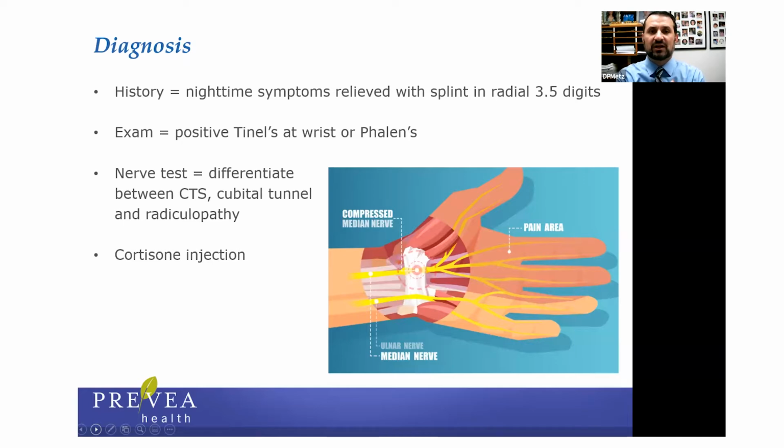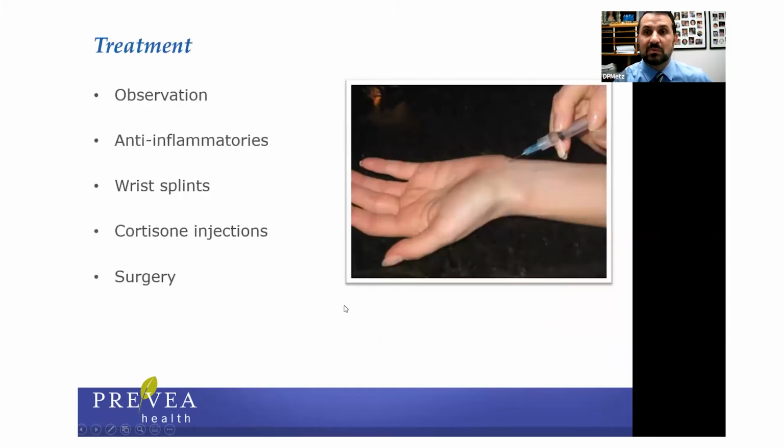I can inject a cortisone shot into the wrist, and I'm going to show on the next picture how I do that. If you look closely here, this is actually someone's wrist. This is the needle. We stick the needle right into the palm right there, deep over the ligament, through the ligament, down where the nerve and tendons are.